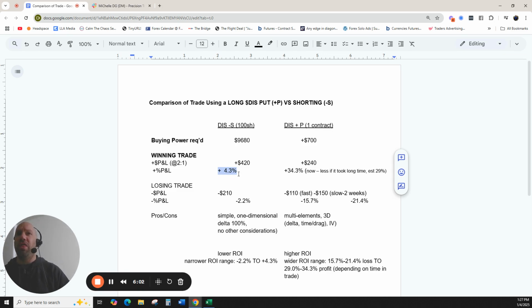Now that is the return for the winning stock trade. So shorting it would have made you plus 420, 4.3%. Let's go over here and look at the option contract for the puts, right? Plus $240. Now let's look at the percentage. Plus 34% return on investment for buying the puts. So you made a little bit less dollar value, but your return on investment percentage, 34% in 1 week.